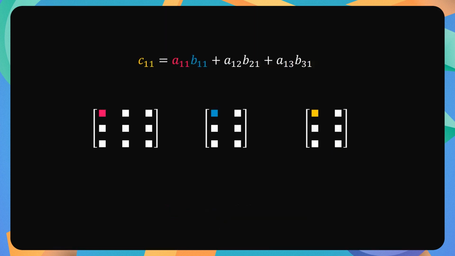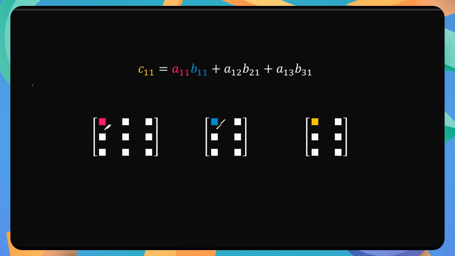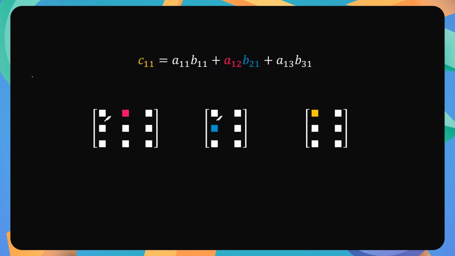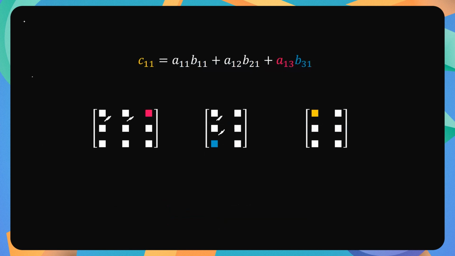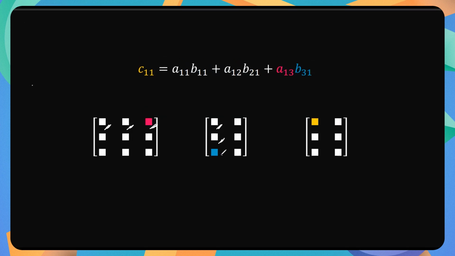So let's define how each and every element is defined for the product matrix. Over here, we have A11 times B11. And then we continue on by multiplying A12 and B21. And then lastly, to get the final term, to get the sum, which is C11, we multiply A13 and B31.